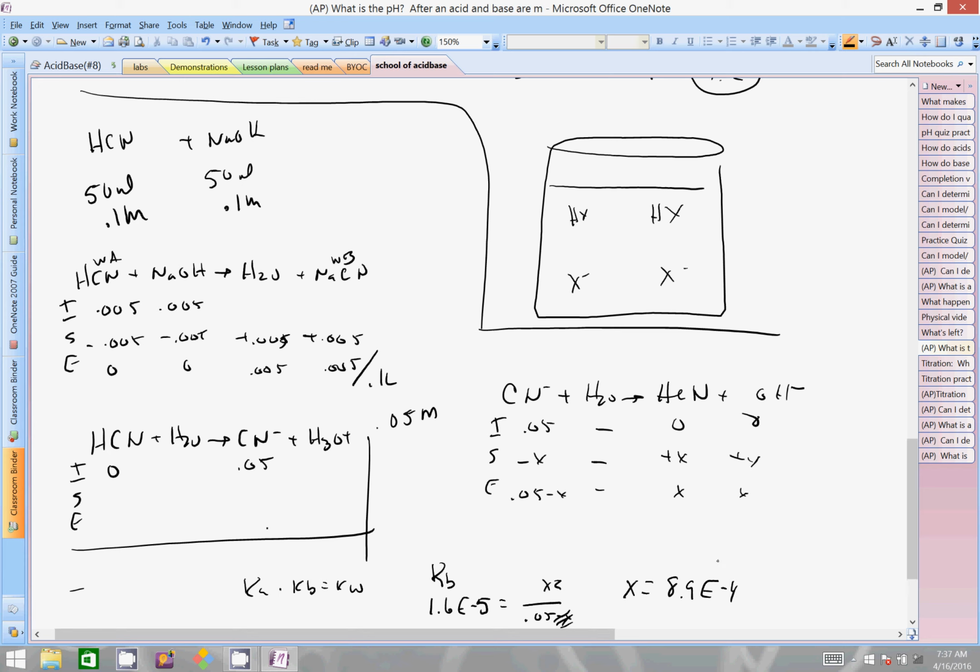Now if I take the negative log of that guy, I will get, in this case, the pOH, which is going to be 3.04, and then 14 minus that value will give me a 10.9 pH, and this is the pH that we call at equivalence. Okay, equivalence, and that is all of the examples you'll get. Thank you very much.